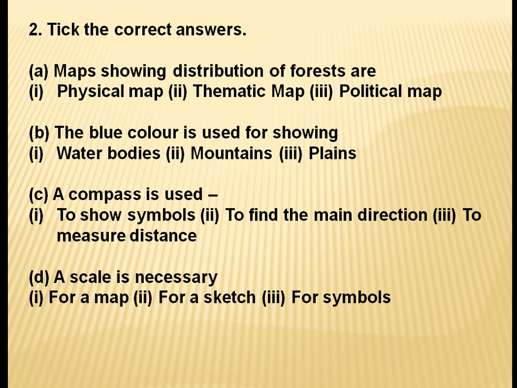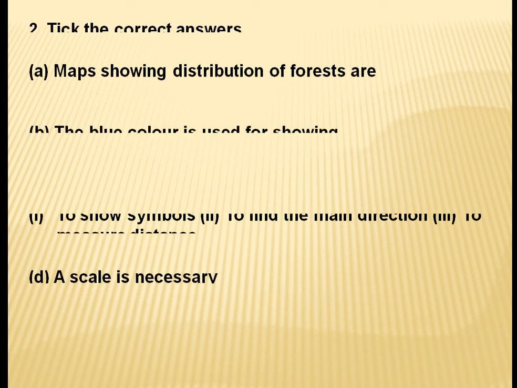A compass is used for which purpose? To find the main direction, to show symbols or to measure the distance. So it's to find the main direction. A scale is necessary for map, for sketch or for symbol. For map it is needed. Let's check out if the answers are correct or not. So here the answer I am placing it for you.